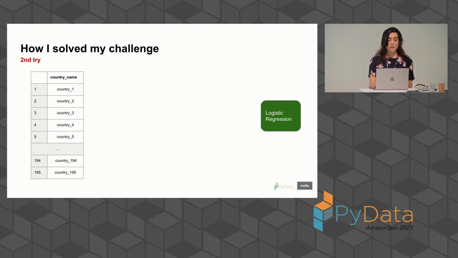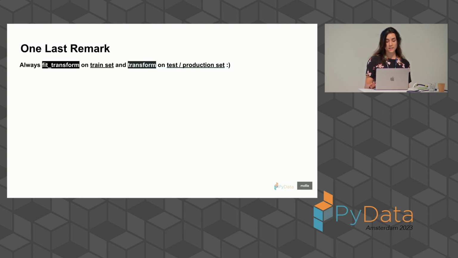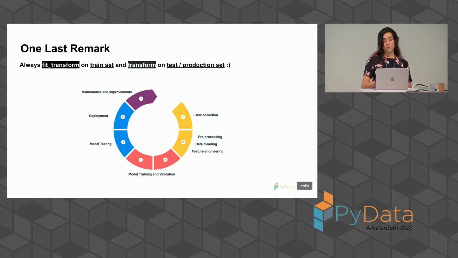So instead I went a step back and looked at the countries. What's nice is that there can't be more countries, well, most of the time, appearing in the world, so we don't have to worry about new values coming in production. We noticed some values being underrepresented, so we first applied rare label encoder. And because of the logistic regression requirement, what was most applicable here was the weight of evidence encoder. One last remark I will make is to always fit transform on train set and transform on test and in production. That will make sure that you don't introduce data leakage in your model.